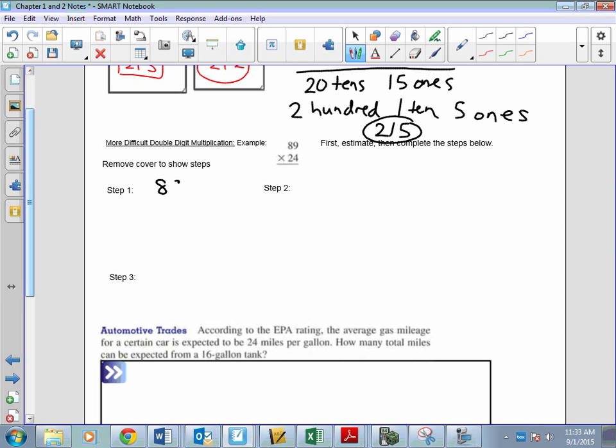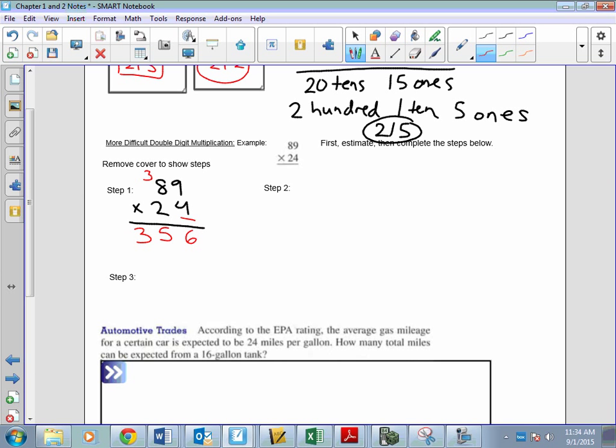So I have 89 times 24. I'm going to deal with the ones place. So that would be the 4. I do 4 times 9 is 36. 4 times 8 is 32, plus an additional 3 is 35.